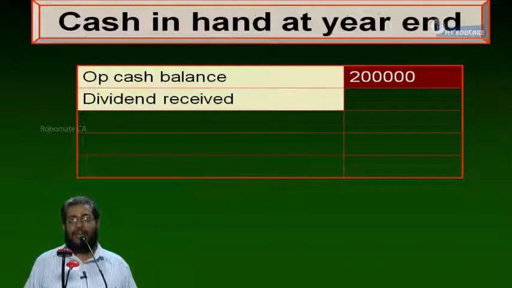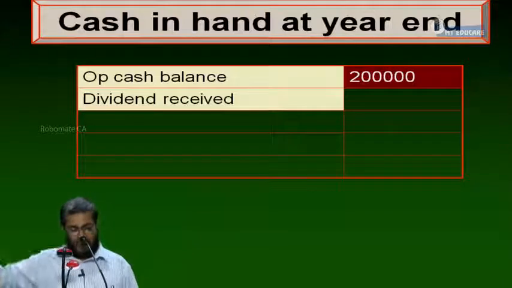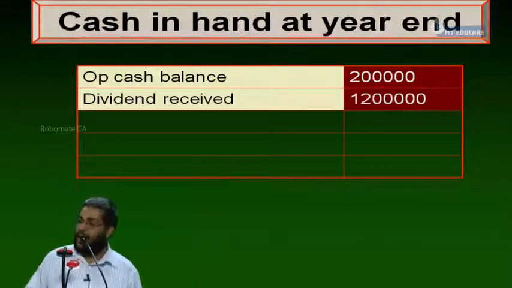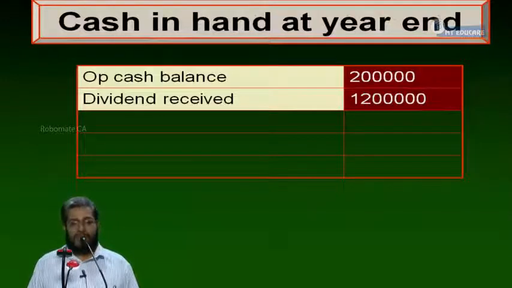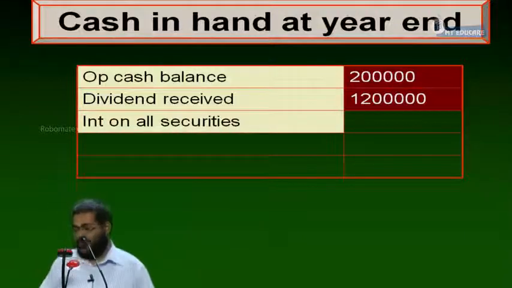It received dividend. During the year, it received dividend on all its investments. Tell me the amount of dividend received. 12 lakhs. So the investments of the fund gave it a dividend of 12 lakhs. It also received interest on all securities.